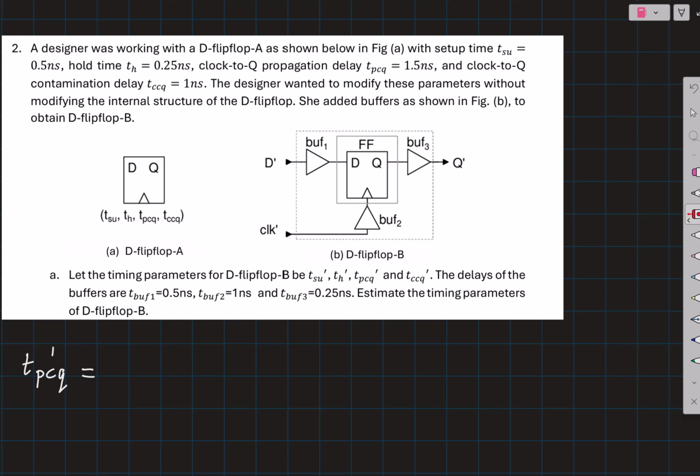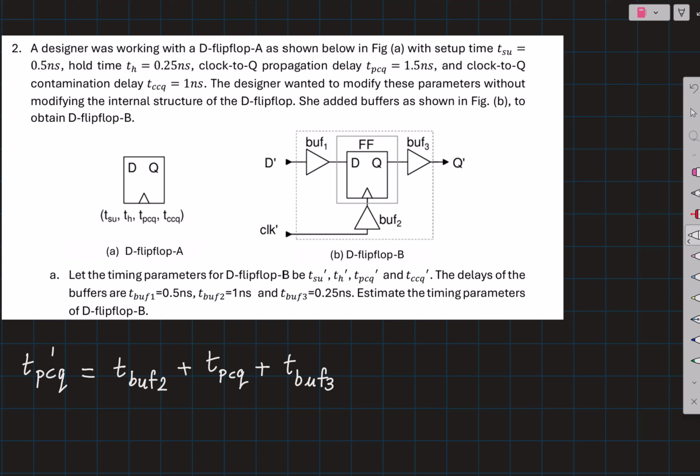T_PCQ plus T_buff2 plus T_buff3. So we are talking about the delay after which your Q will settle once a clock edge arrives. There is a delay of T_buff2 from here to here, then there is a clock to Q delay from here to here, and then there is a T_buff3 delay from here to here. So this will simply be the delay of buffer 2 plus the clock to Q propagation delay of the internal flop plus the delay of buffer 3.